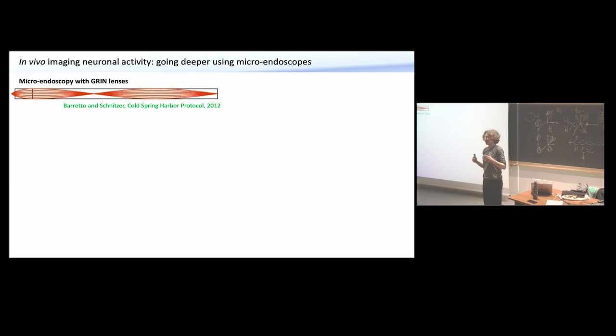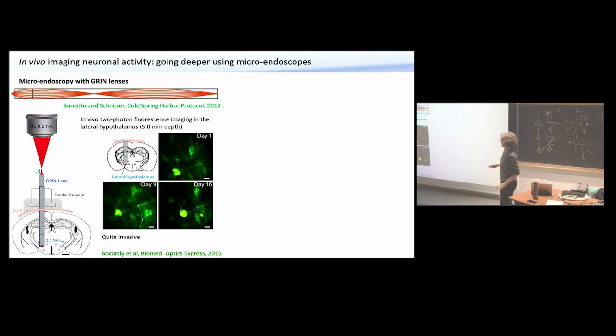One kind of brutal way to go deeper is actually to insert a lens inside the brain. The lenses that people use are those GRIN lenses. They are very thin lenses. I mean, thin. It's 500 microns, so for you it's thin, but compared to the brain of a mouse, it's not so thin. Here is an example with one GRIN lens. They imaged a region that is 5 millimeters deep inside the brain, but you see the size of the lens compared to the size of the brain. It's still quite invasive, I think.